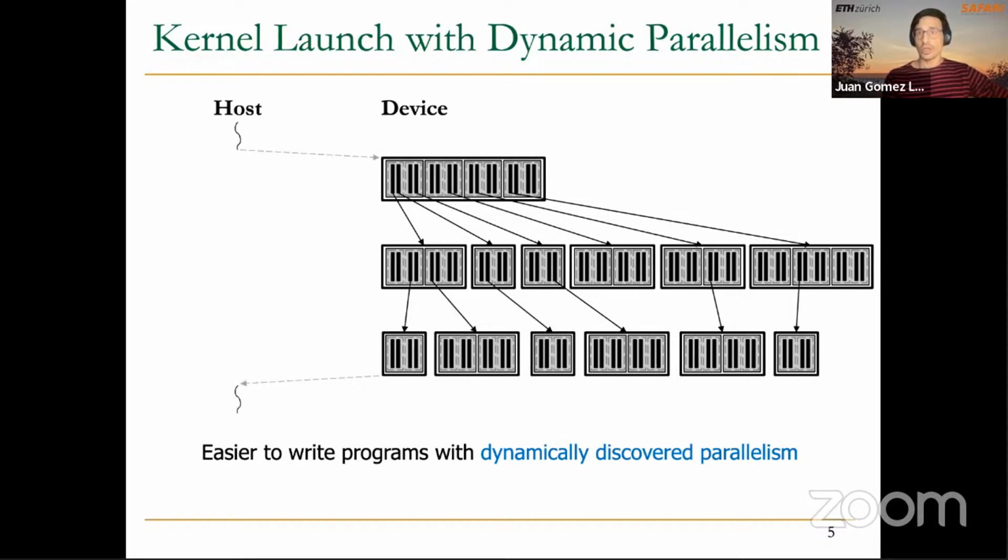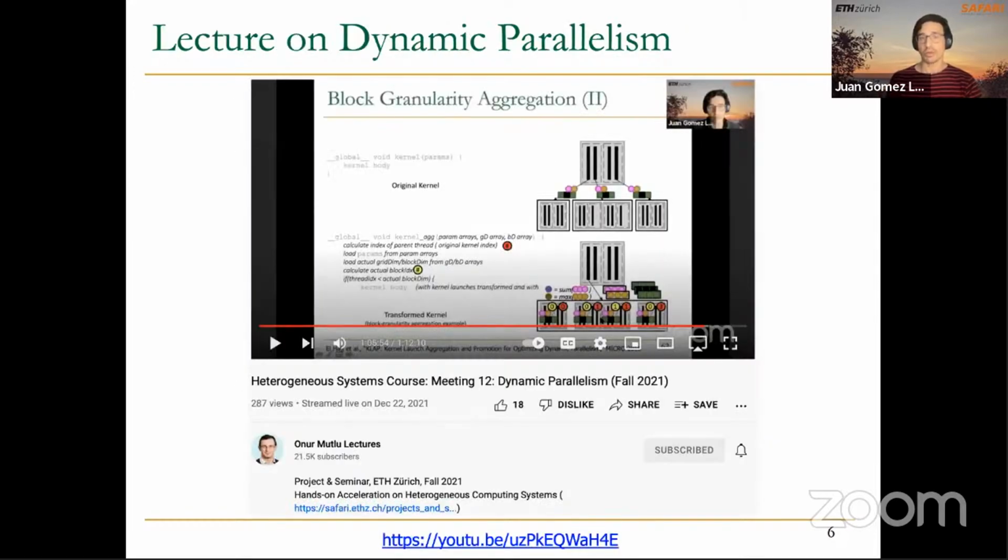Dynamically discovering new work that can be directly handled by the GPU threads, because these GPU threads now have the ability to launch new threads, launch new grids that will execute onto the device without involving the host processor. If you want to recap on dynamic parallelism and also on the performance considerations that we have to take into account for dynamic parallelism, I would recommend our lecture 12, where we talk about it.